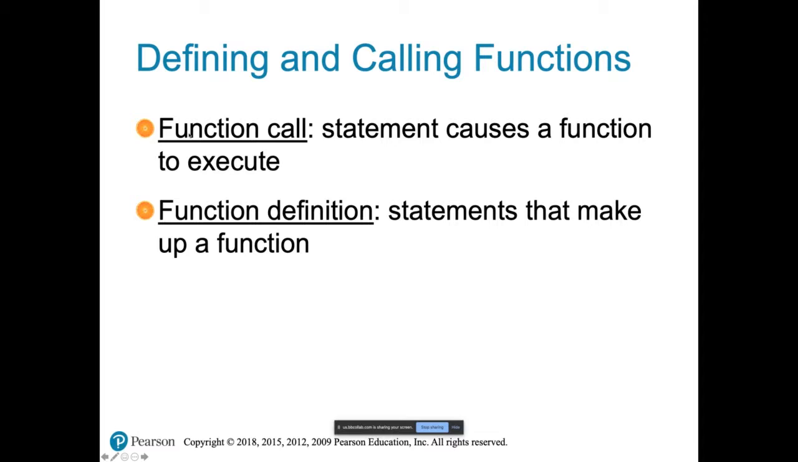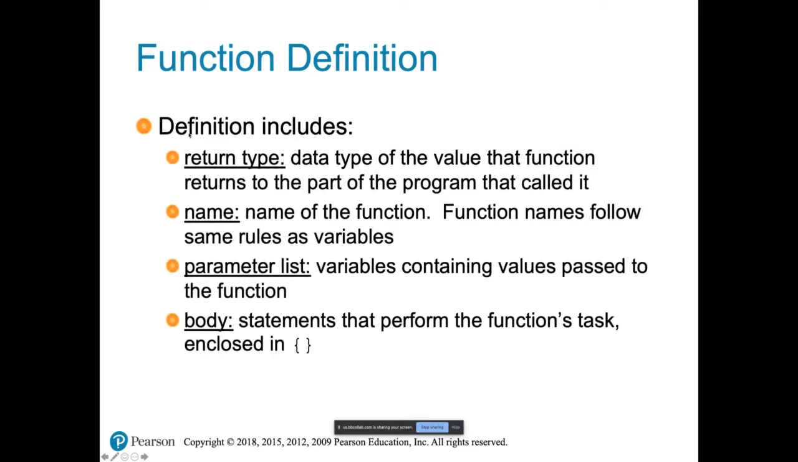Defining and calling a function. A function call statement calls a function to execute. Just like I showed in main, I call it by using its name, and then if I need to, pass all the necessary arguments. A function definition is the statements that make up a function. The things that you must specify in a function are the return type. If it doesn't return anything, the return type is void. The name of the function, with the same naming rules as variables, a parameter list if you need to pass values to it, and the body of the statements. That makes up the function definition.